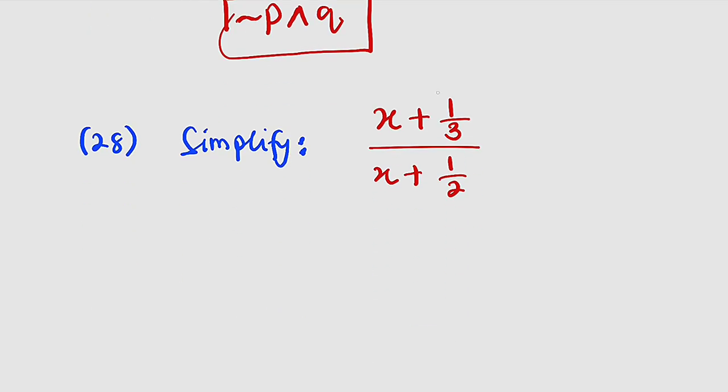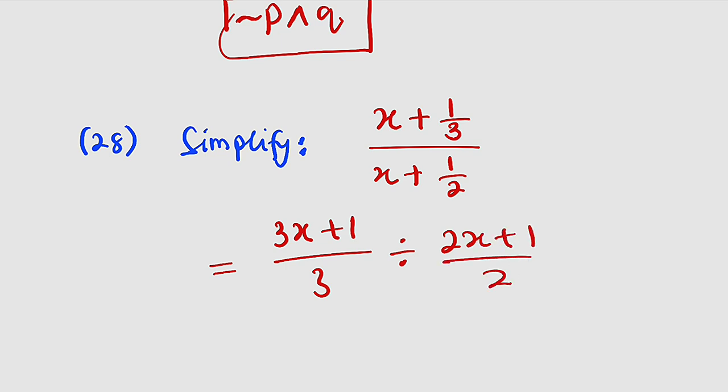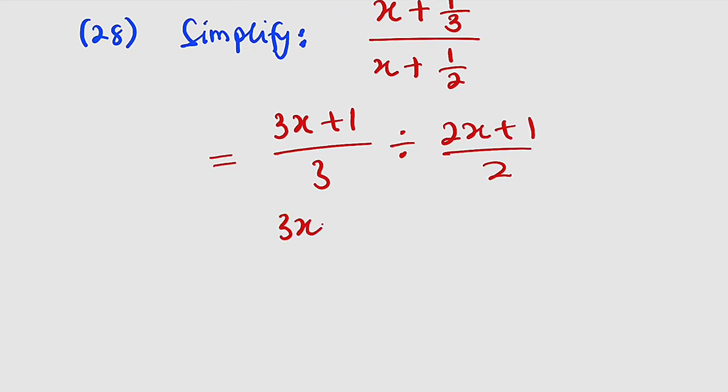Question number 28, we are asked to simplify this. Let's do that. This is equal to 3 multiplied by (x plus 1). That is going to give us (3x plus 1) divided by 3. Let me use this division sign for this one. You do the same thing here. 2 multiplied by (x plus 1). That is (2x plus 1). Then divide by 2. This is (3x plus 1) divided by 3. You take the reciprocal of this. That will give us 2 divided by (2x plus 1).